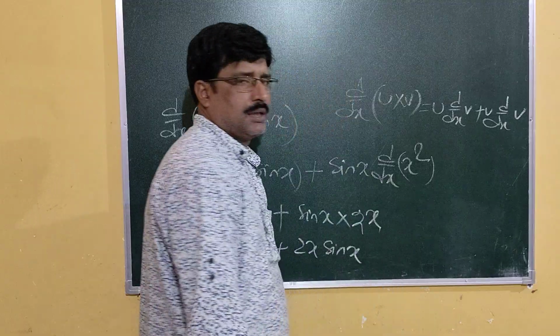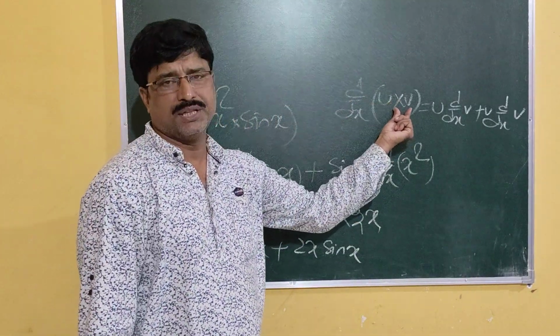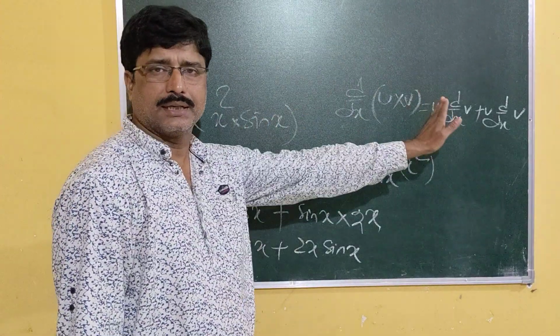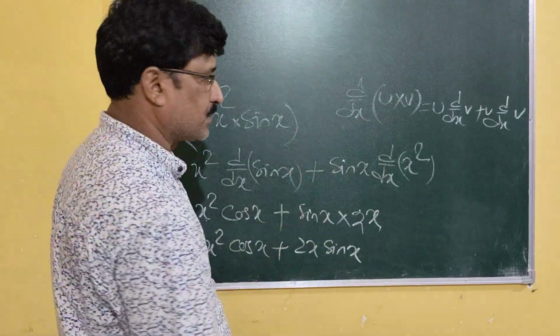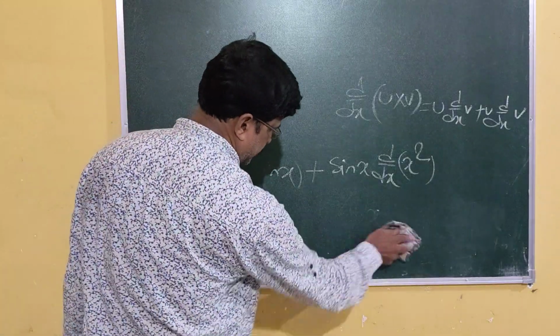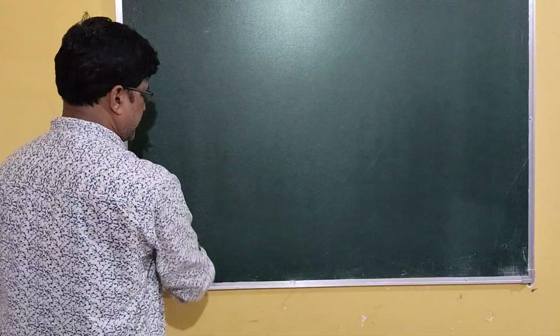If you have some more functions, u, v, w, then you can put two of them together and take the derivative of the third one. This is based on multiplication. Now we will take a question on the division method.